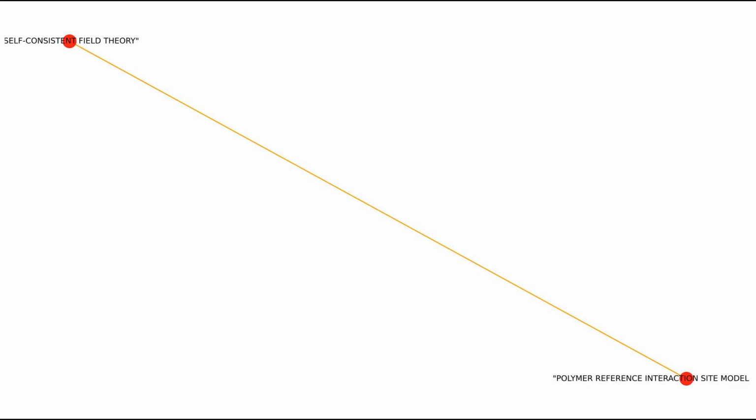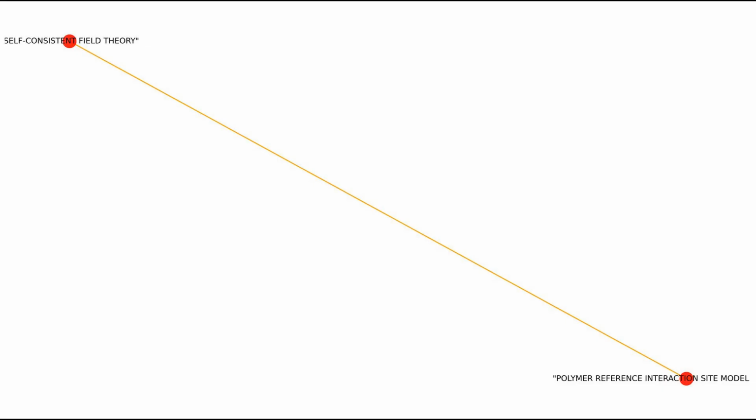The polymer reference interaction site model. So PRISM theory is kind of like a detailed map for understanding how different parts of a liquid-like polymer system interact with each other. Imagine a busy playground where kids, like the polymer chains, are running around and playing together. PRISM helps us see where they are likely to gather, how they move, and how they interact with one another.